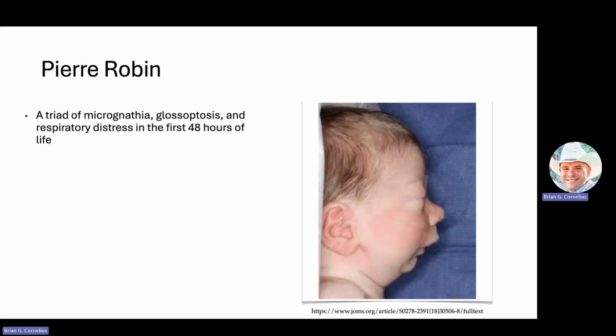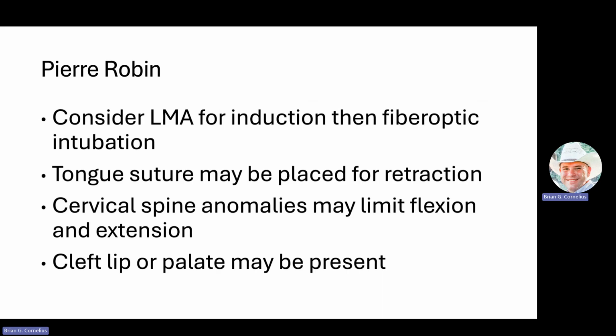This is an example of a patient with Pierre Robin. It's a triad of micrognathia, glossoptosis, and respiratory distress very early on in life. Most of these other disorders are a little bit slower to cause problems. Pierre Robin's the exception to that. And you can see here from the side how difficult that can be.